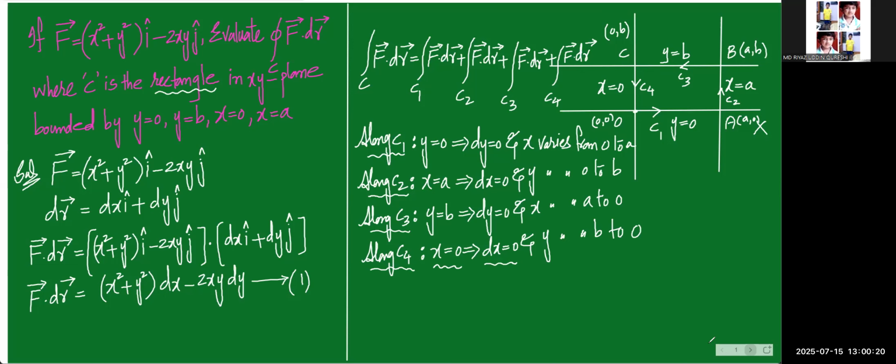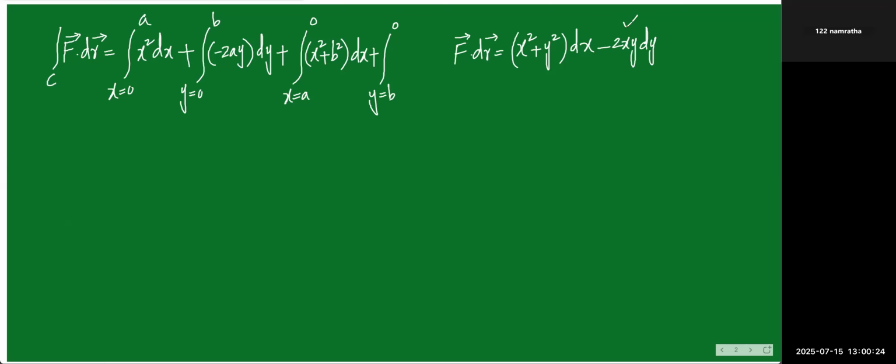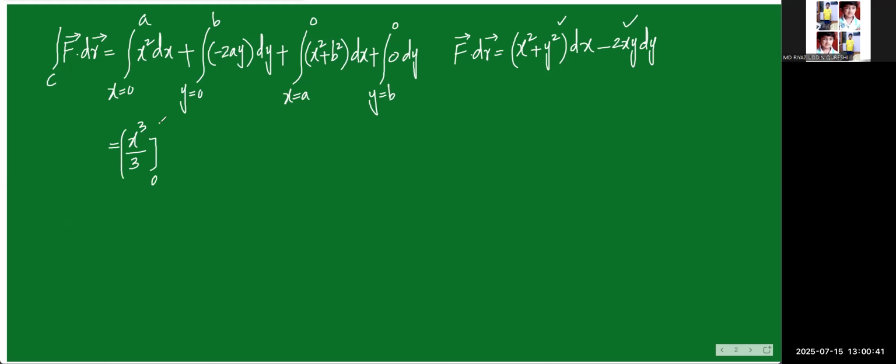Now see, x is 0, dx is 0. If you put x 0, this part is 0, dx 0 means this part is 0, which means in the fourth region we are not getting anything. Both are 0. Simply integrate this one. X square integration is x cube by 3, limits are 0 to a. Minus 2a, a is a constant. y integration is y square by 2, limit 0 to b. Plus x square integration is x cube by 3, and b square integration with respect to x is b square x. Limits are a to 0.